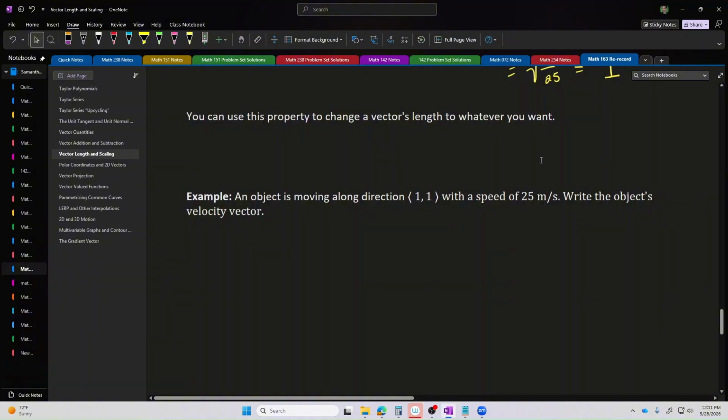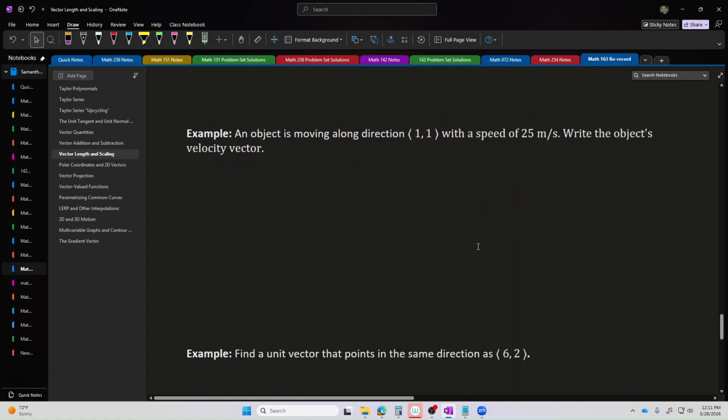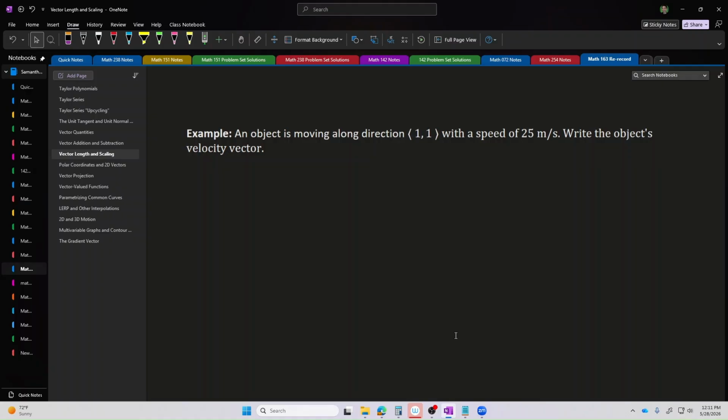So for example, suppose that I have an object that's moving along direction 1, 1 with a speed of 25 meters per second. And I would like to write this object's velocity vector. First, I'm going to show you an incorrect approach to this problem, an approach that is not correct, and then we'll show you what is the correct approach.